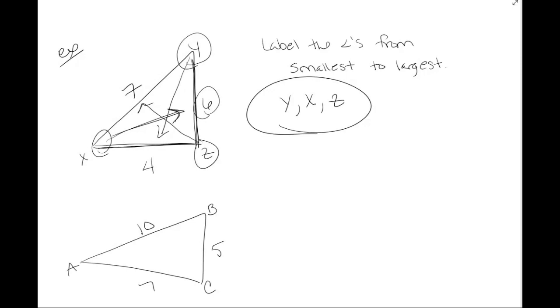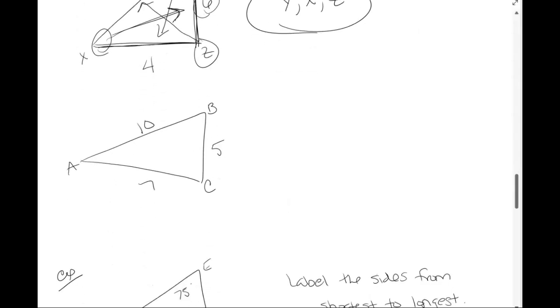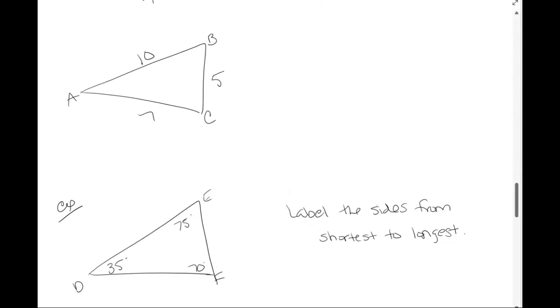So these would be your angles from smallest to largest. All right, let's look at this guy. Now I'm going to be more formal here. My smallest side is 5. He's opposite the smallest angle. So angle A is going to be your smallest angle.